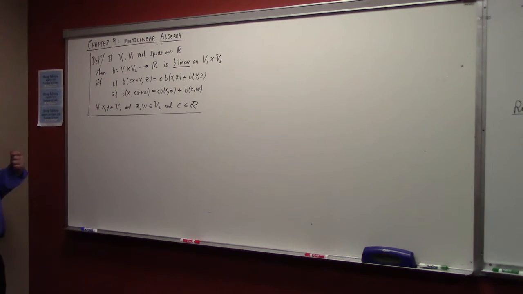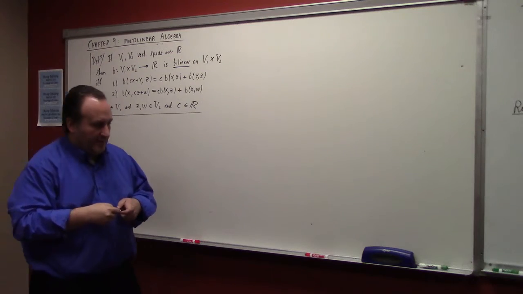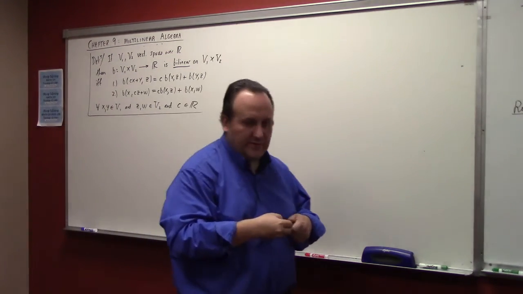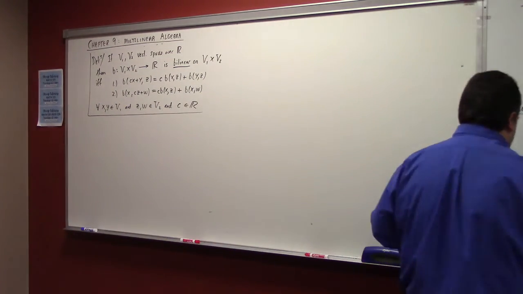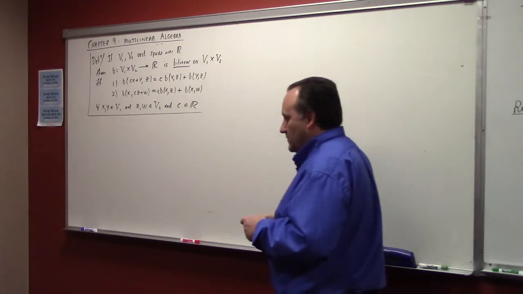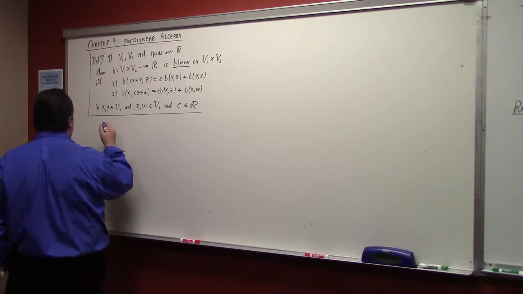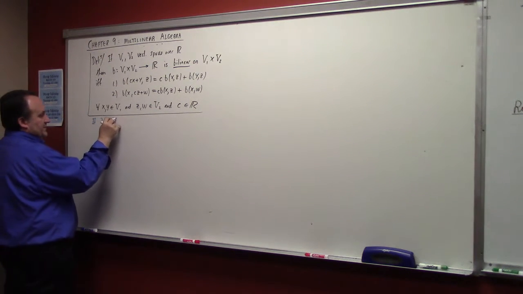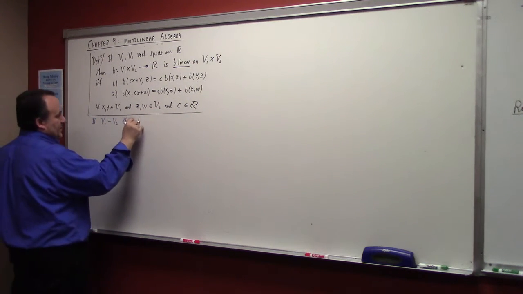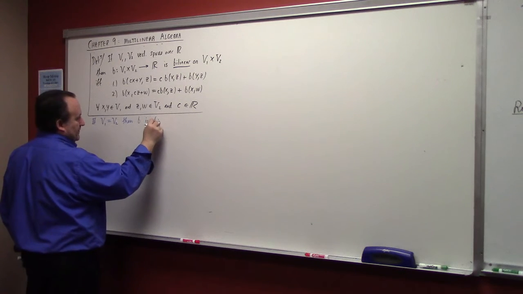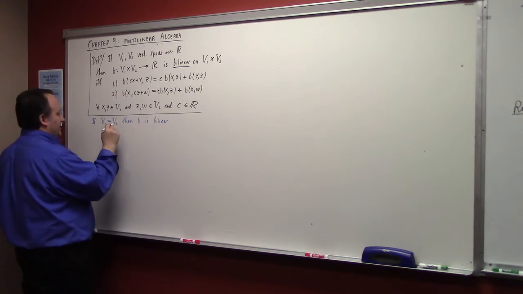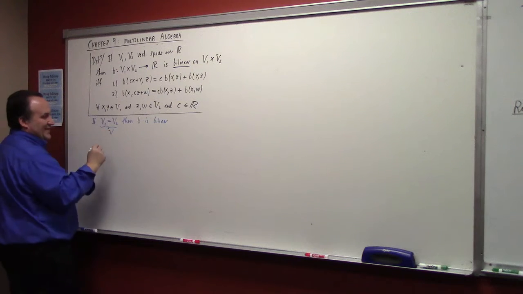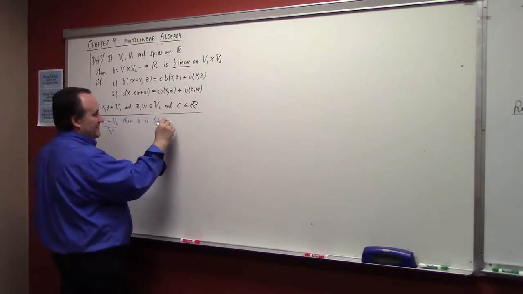Now, I'm intentionally being probably more general than we usually are. Oftentimes we have the case that V1 is equal to V2. Okay, so if V1 is equal to V2, then B is bilinear, and let's say that these are equal to V, okay? It's bilinear on V.